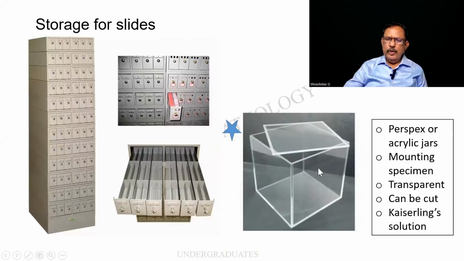This again is a star for you because it is a spotter or a viva question. So it is a perspex or an acrylic jar. So it can be cut into different sizes by means of the acrylic plate. So what happens is instead of a single solid glass jar, I can have various changes made in this. It is again transparent, lightweight, and it can be cut. The Kaiserling solution is the solution we use for mounting the museum specimens.